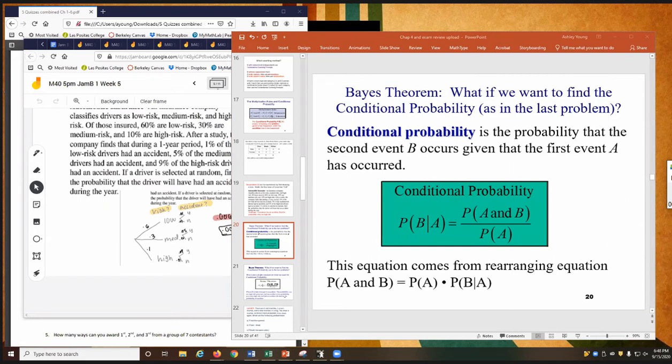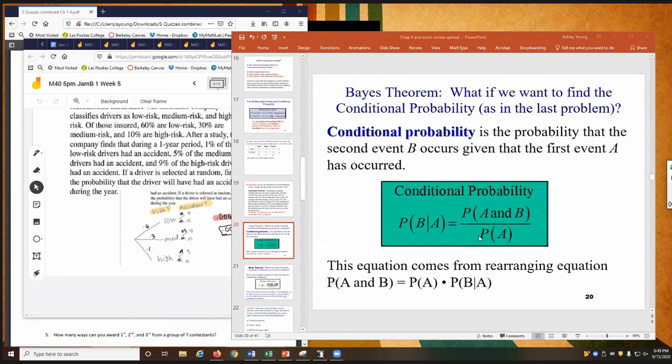Conditional probability, probability of B given A equals probability of A and B over the probability of A. Great. So again, that means that the probability that B occurs given A has already occurred. So how do you find this?